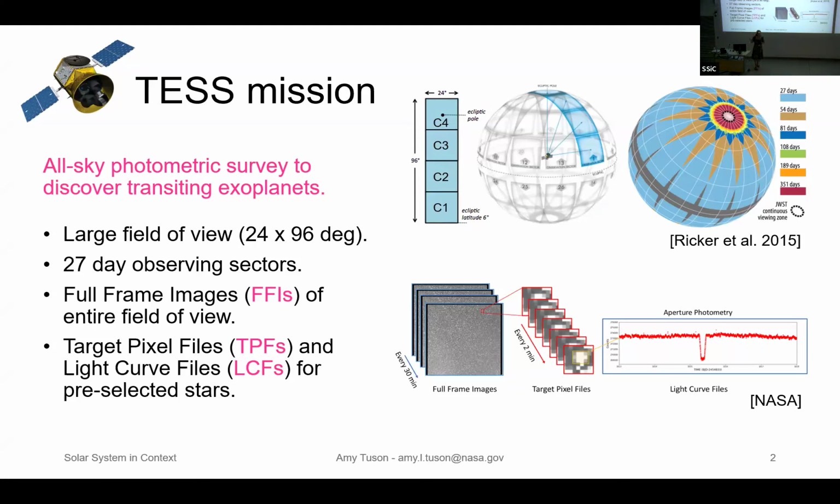The bottom plot down here just shows a summary of the data products that are delivered by the TESS mission. We have full frame images for the entire instrument field of view, as well as, for a pre-selected sample of stars, image cutouts called target pixel files, as well as science-ready light curves.